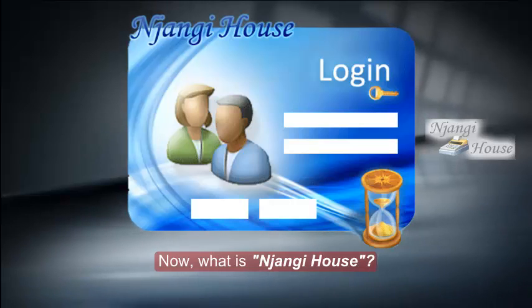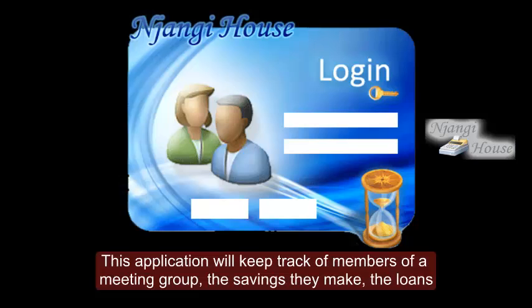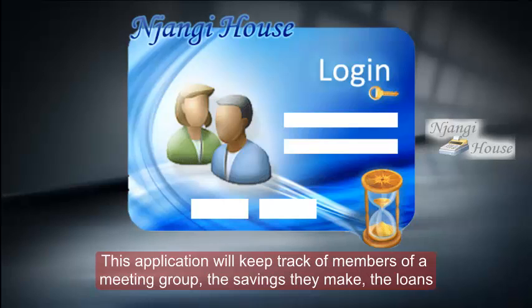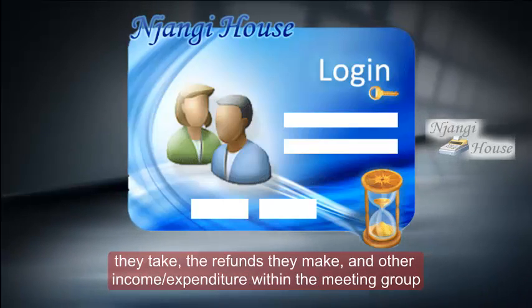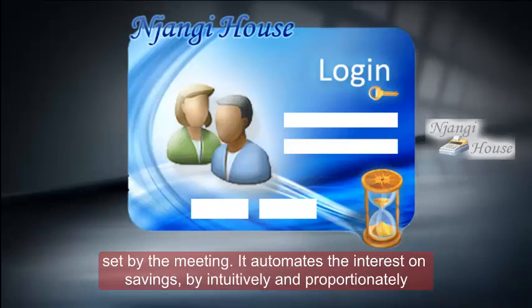Now, what is Njangi House? The Njangi House computer application is a standalone desktop financial application. This application will keep track of members of a meeting group, the savings they make, the loans they take, the refunds they make, and other income and expenditure within the meeting group. The application then automates the interest on the loans based on variable interest rates set by the meeting.